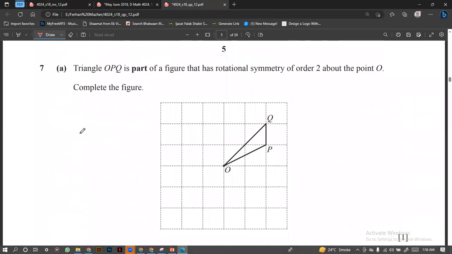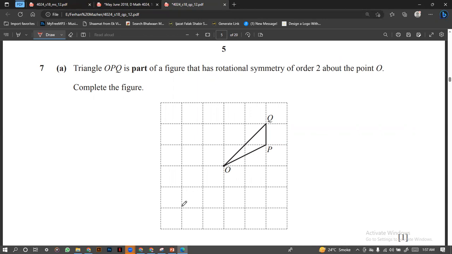That is question number 7. The triangle OPQ is part of a figure that has a rotational symmetry of order 2 about the point A. Complete the figure. You see, when the order is 2, you have 2 blades of that fan. So if this is here, this is like this.